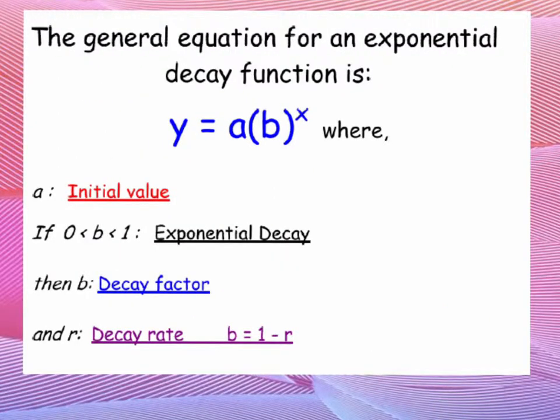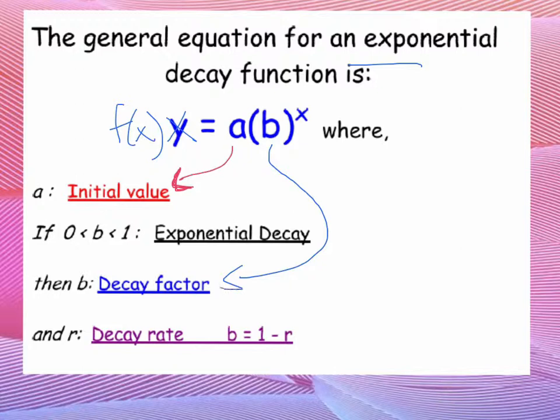The general equation for an exponential decay function is y equals a times b to the x power. And remember, we're not going to write y, instead we're going to write f of x. A is still your initial value, just like exponential growth. The same thing for exponential decay. If your decay factor in this case is between 0 and 1, that means it's a fraction or decimal, you're going to have exponential decay. Then your decay factor is what's inside the parentheses.